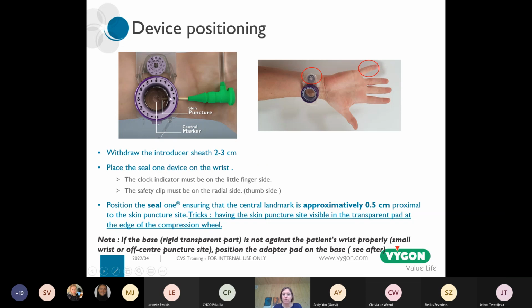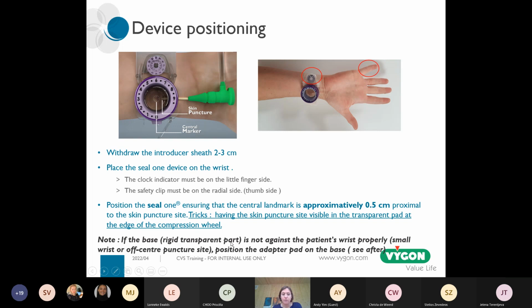When you have positioned the seal1, you have to withdraw the introducer sheet, just to have a little thing in mind: the clock indicator is on the little finger side. It's important to have a good rapport, to be comfortable when you present it to the doctor.